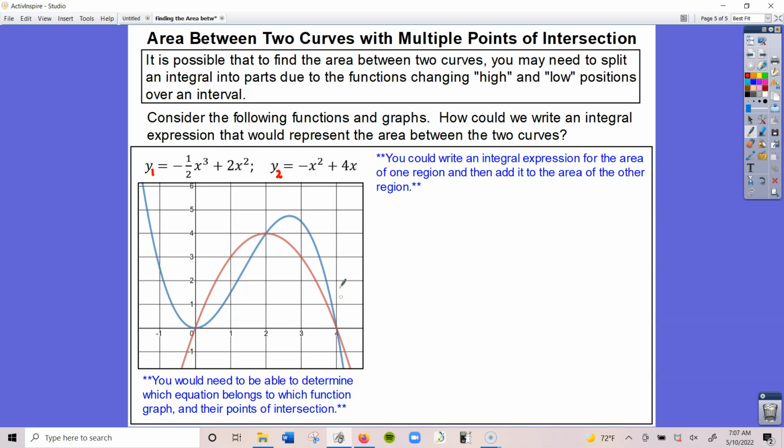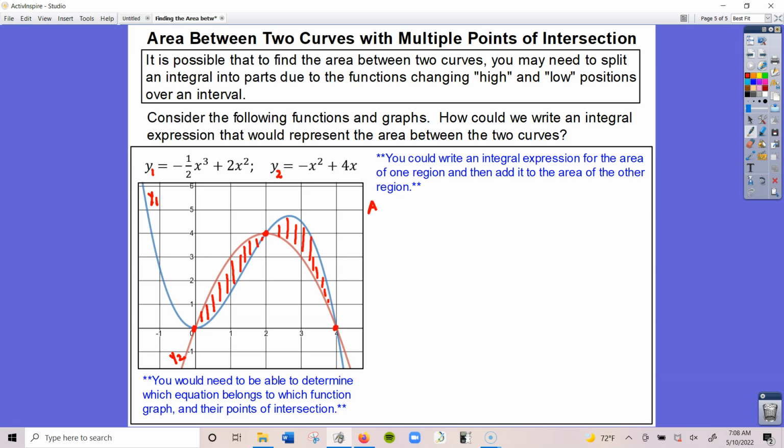So this one here, the blue, is y1. And the red, that's my parabola that's upside down, so that is going to be y2. So you can see if we're trying to find the area between the two curves, we have two separate sections. We have this section here, and then we have this section here. We're going to have to do these areas separately, simply because from 0 to 2, my high function is the parabola, versus from 2 to 4, my high function is the cubic. So we're going to set up two integrals to find this area.